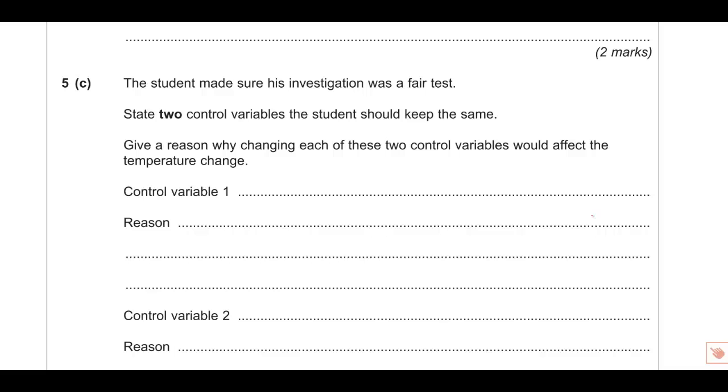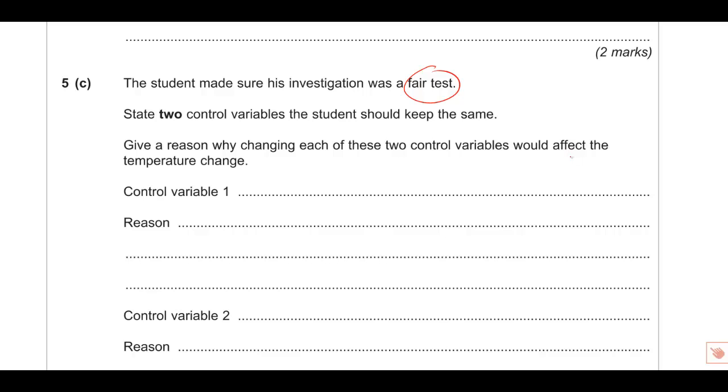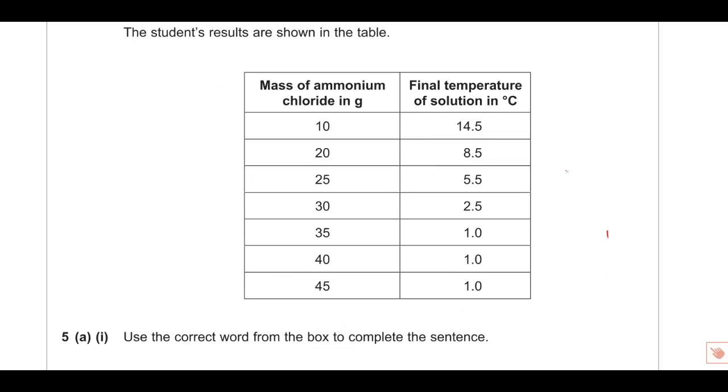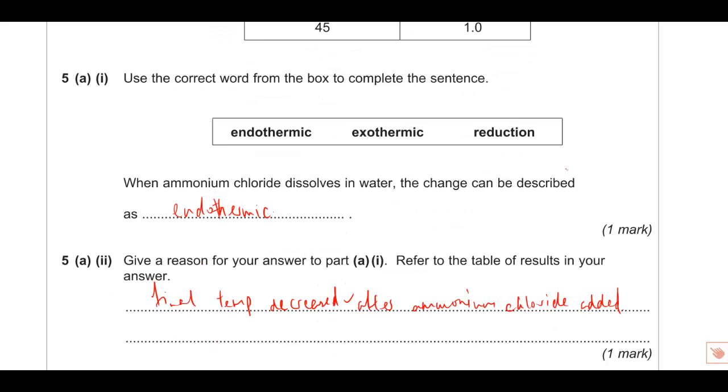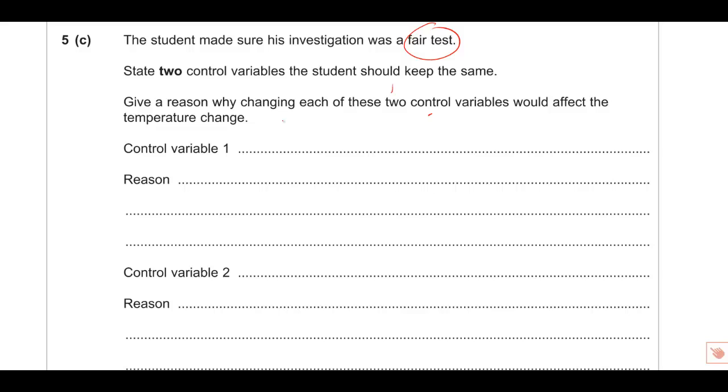The student made sure his investigation was a fair test. A bit unfair this, ironically. They don't like you using the term fair test, but they like to use it themselves. So obviously AQA just like to confuse you, which is nice of them. And so state 2 control variables the student should keep the same. Now, we're looking at the temperature of the final solution, as we dissolve this ammonium chloride in it. So really, it's probably a good idea if we're dissolving in an amount of water. Probably control variable.